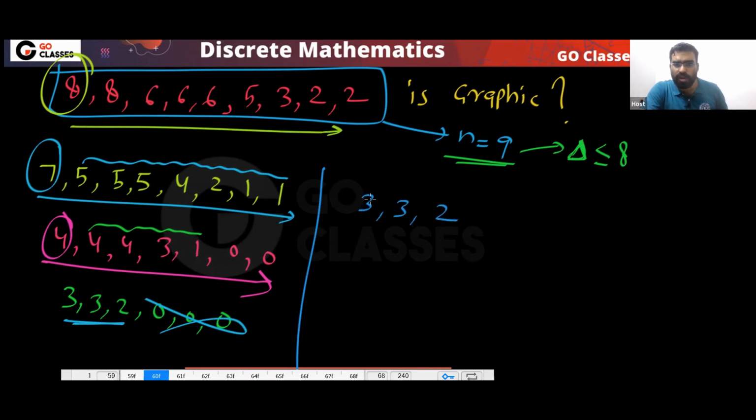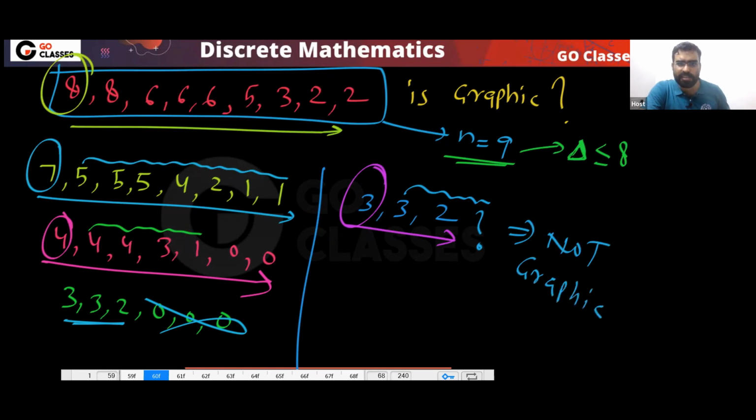So what will you do? Again, this is in the decreasing order. Yes. You will delete this. But there are not enough vertices. If you delete this, then from the next 3 vertices you should delete 1, 1. But we don't even have enough vertices. So I can say here, not graphic.